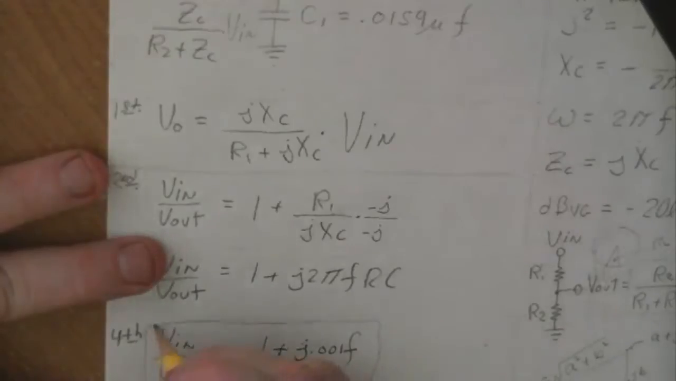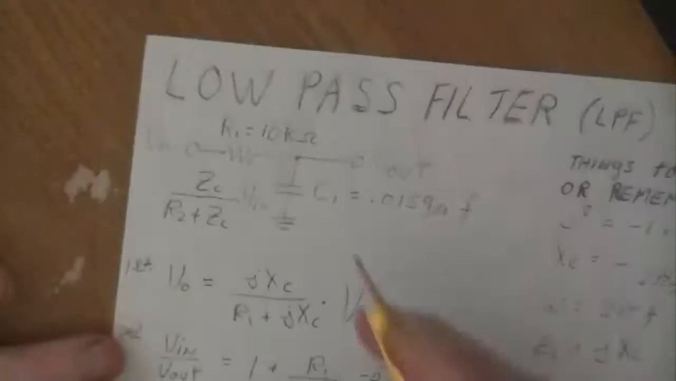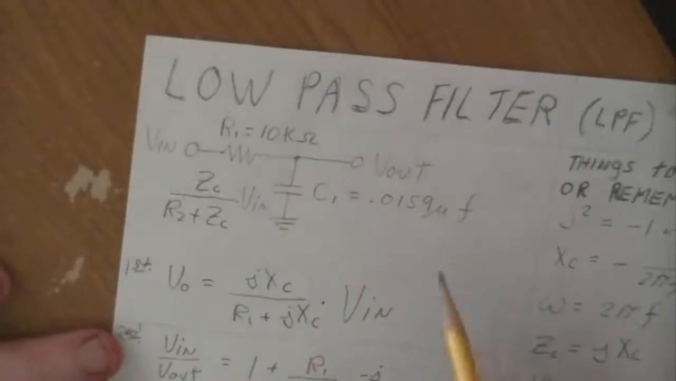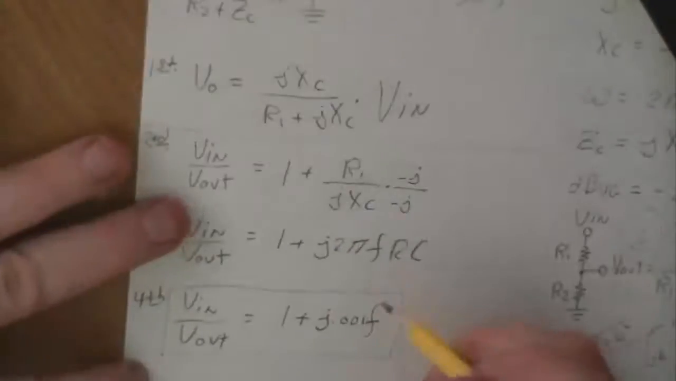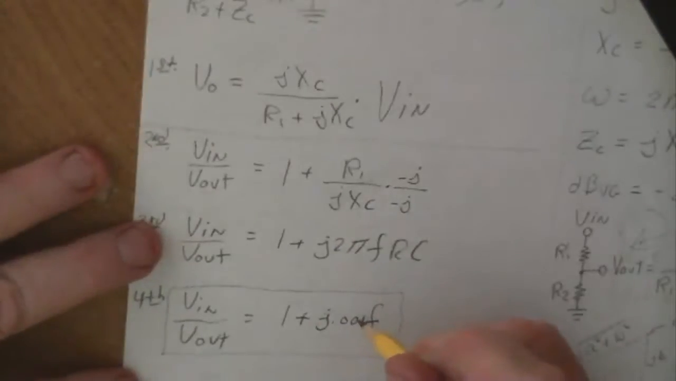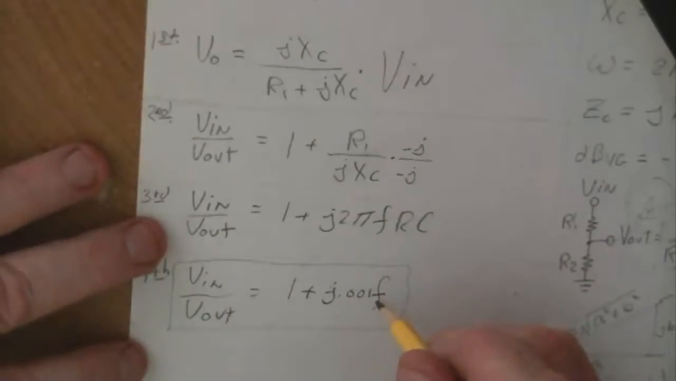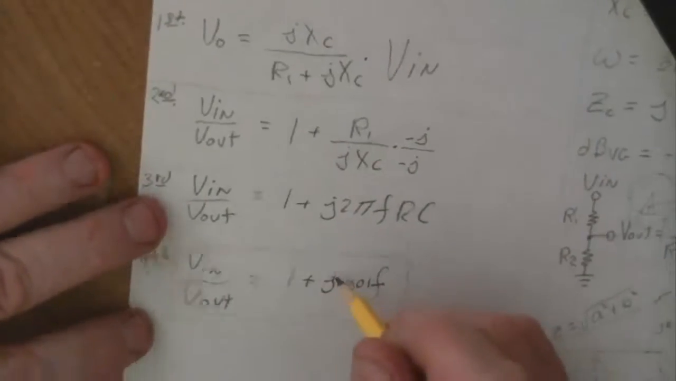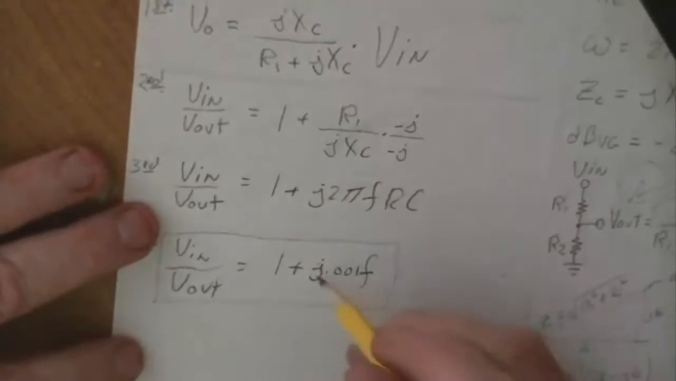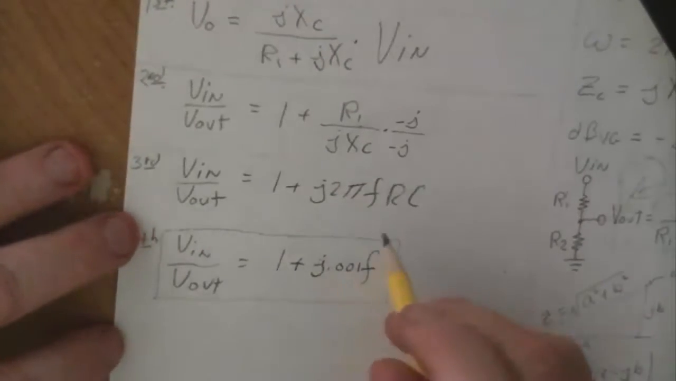This formula relates to these particular values. Of course, if these values were different, then this would be slightly different. But as you can see, we have nothing in the denominator, and all we have is this one j here. The point of this is to eliminate the j.